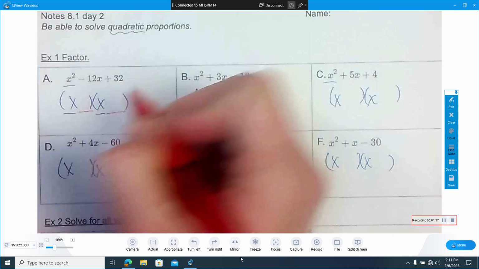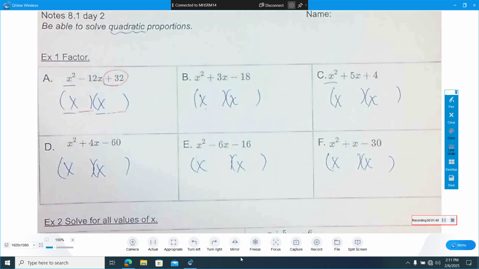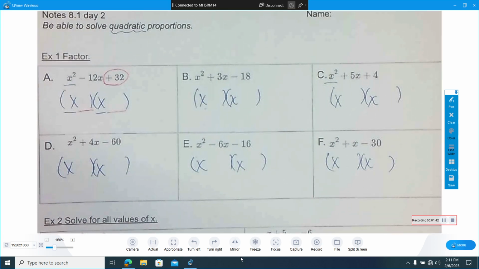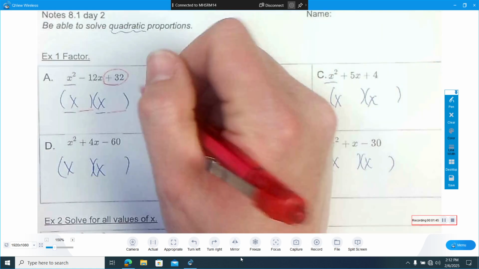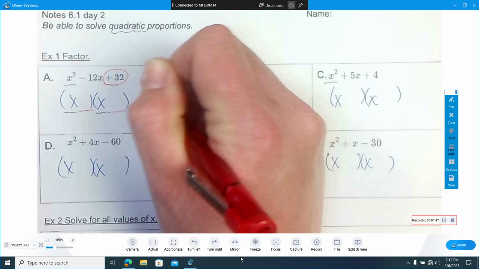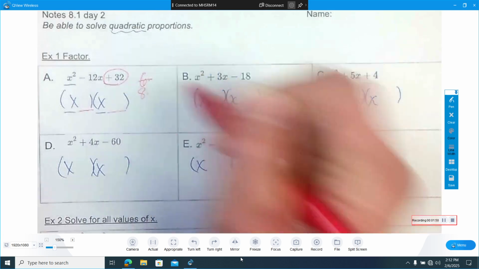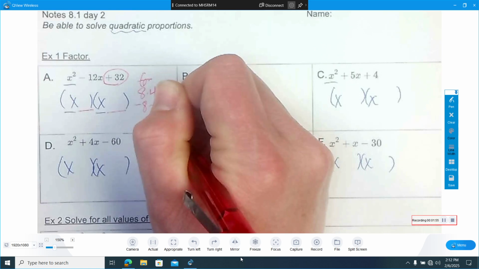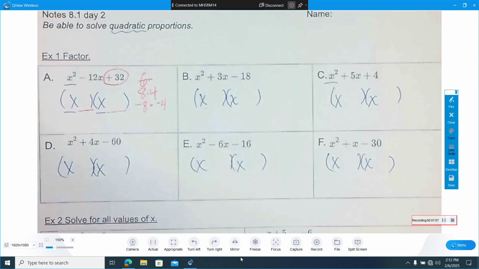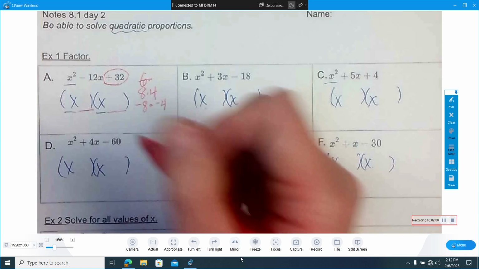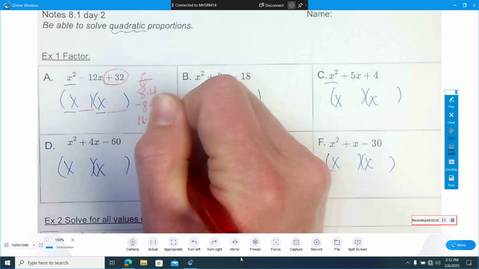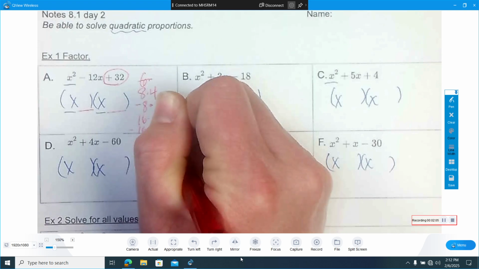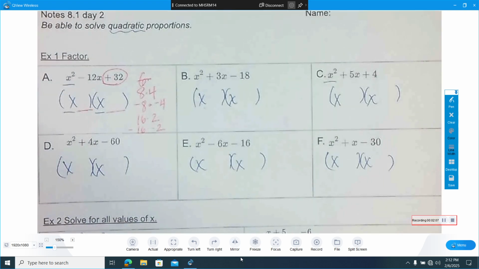Last times last has to be the last thing, the positive 32. What times what is positive 32? 8 times 4, or negative 8 times negative 4 is positive 32. Oh, 16. 16 times 2, or negative 16 times negative 2. Lots of factors there. They all multiply to be positive 32. Which one is the winner?